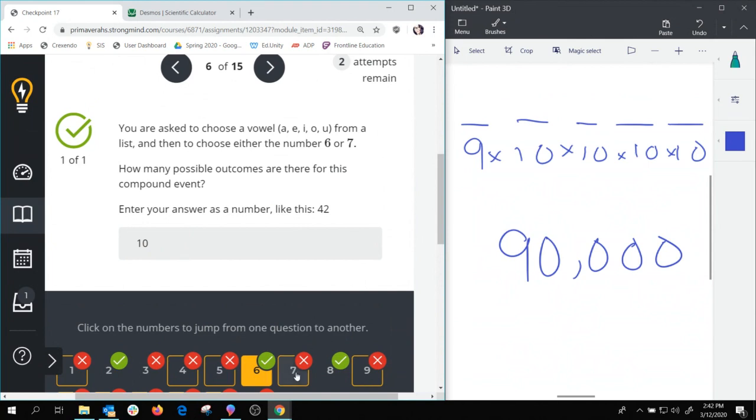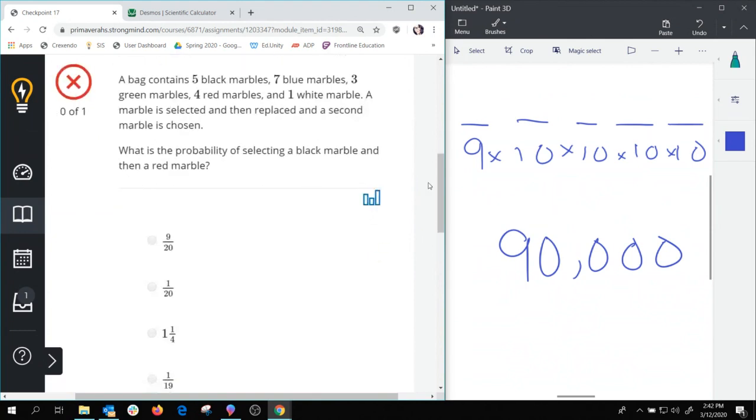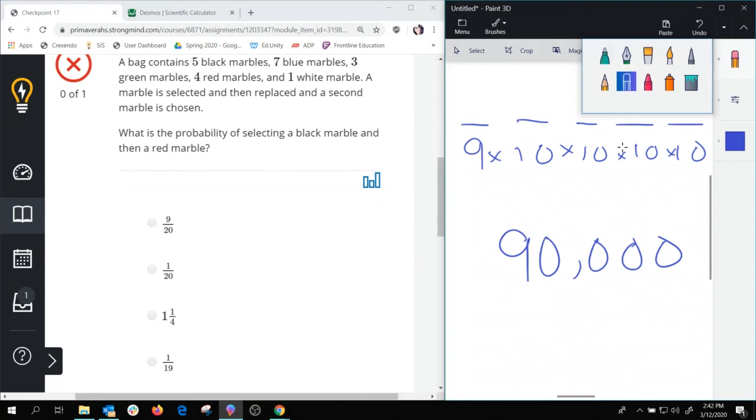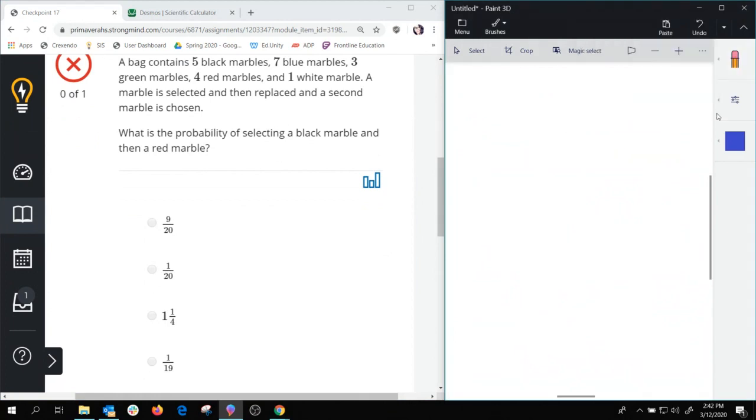Okay. Number 7. So number 7 says that a bag contains 5 black marbles, 7 blue marbles, 3 green, 4 red, and 1 white. A marble is selected, then replaced, and a second marble is chosen. What is the probability of selecting a black marble and then a red marble? Okay, so we're doing 2 different experiments here. We're picking a marble twice, right? So this is a compound probability.